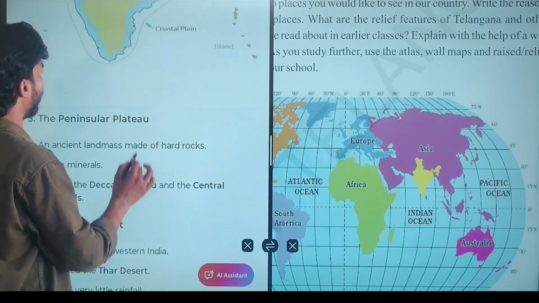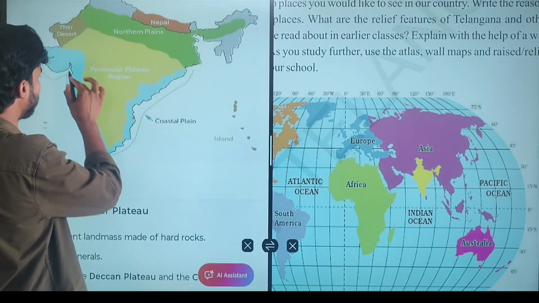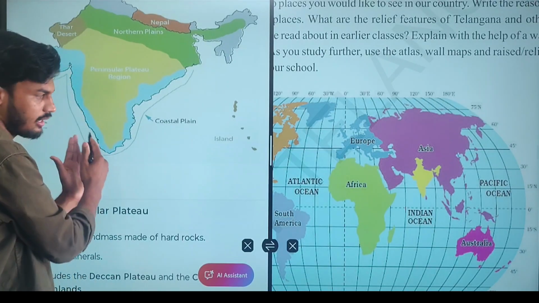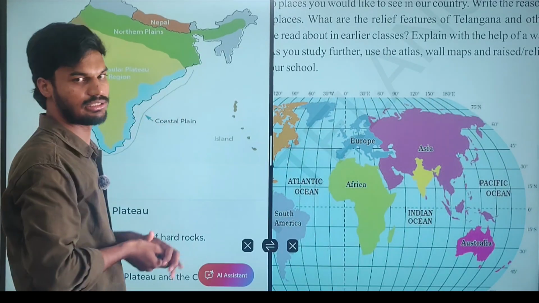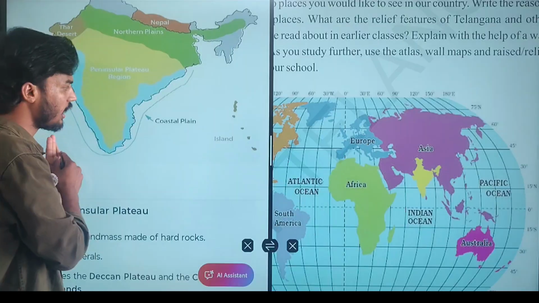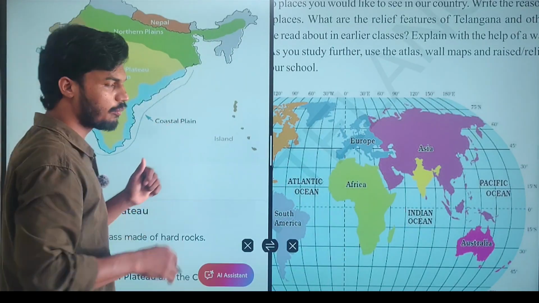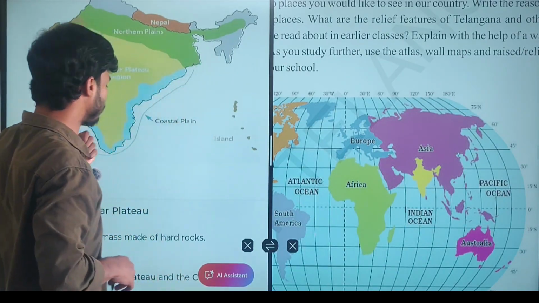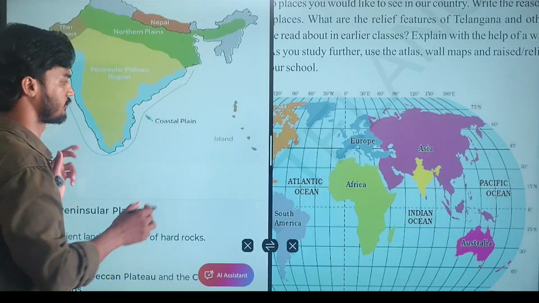Look here, I will show the image. Okay, it is a coastal area. It is surrounded by water on the west side as well as the east side. At the eastern side, you are able to see the Bay of Bengal, and at the western side, you are able to see the Arabian Sea.